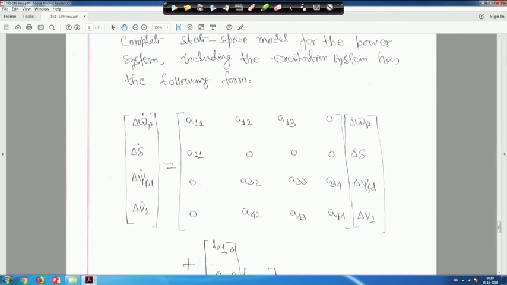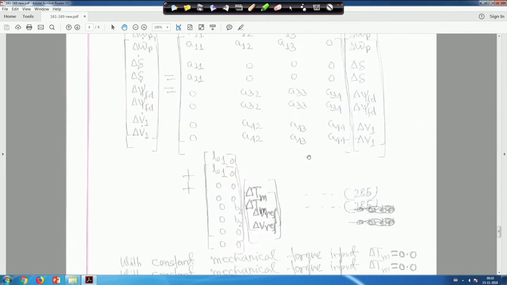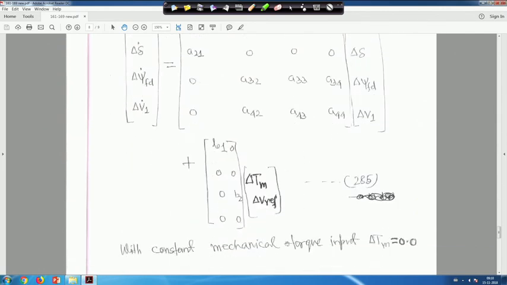Okay, so welcome back again. In the previous lecture we finished here: your 4 state variables are there, that is delta omega r, delta delta, delta psi f d and delta v 1. It is actually of the form x dot is equal to A x plus B u, and if your mechanical torque input is constant, then naturally delta T m will be equal to 0, right.